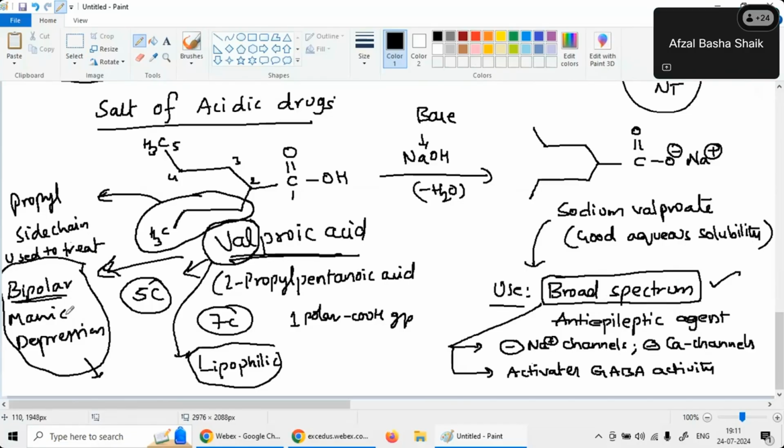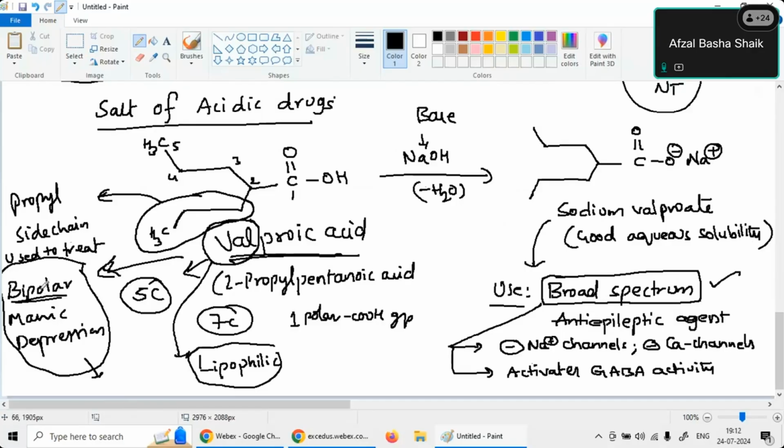We are calling it bipolar: mania and depression. Mania is what? Opposite to depression. In patients with bipolar disorders, sometimes they will be overexcited, sometimes they are much depressed, right? Due to imbalance of the neurotransmitters. But valproic acid will correct the neurotransmitter levels in our physiological system and can help in the treatment of what? Bipolar. That is why bipolar means two extremes, right?